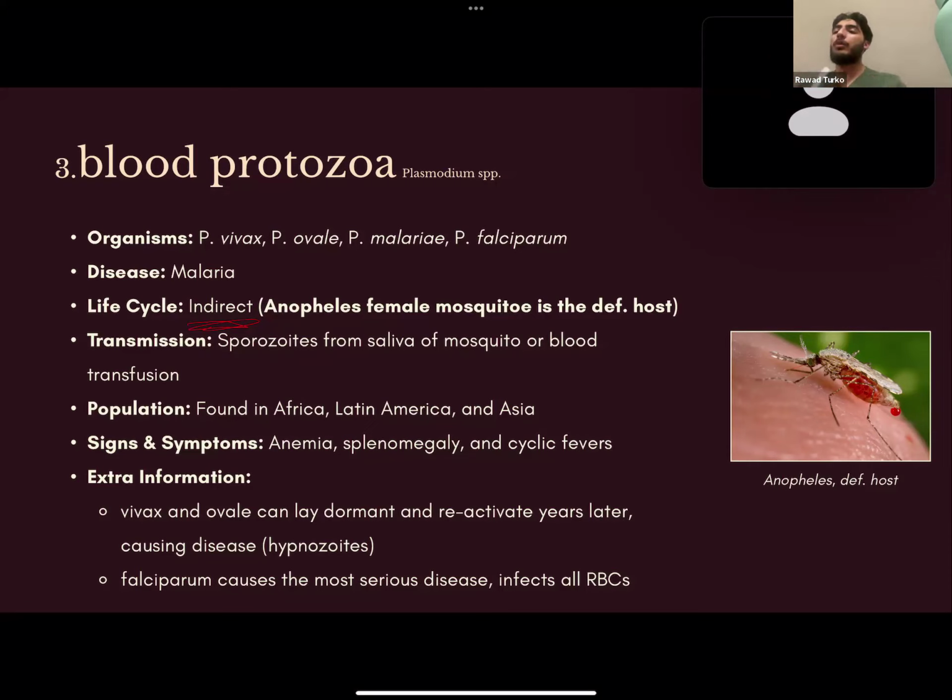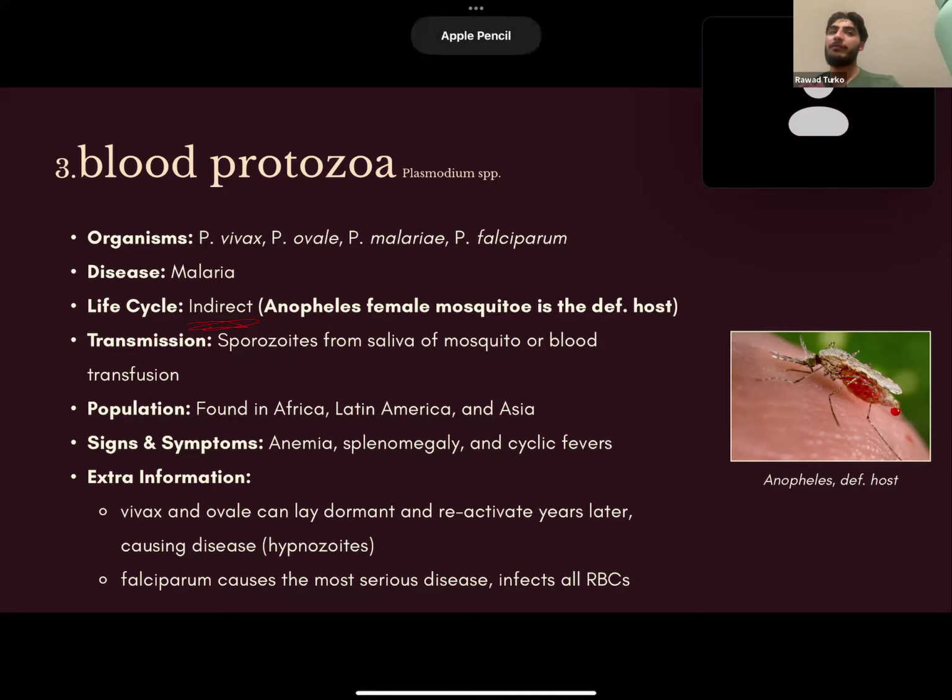We'll get into it soon, inshallah. But you'll also learn which specific species causes what type of cyclic fever. So sometimes you'll have a certain species of Plasmodium that causes quartan fever. That means every 4 days. Again, not that important, so extra information. Vivax and ovale can lay dormant and reactivate years later, causing disease.